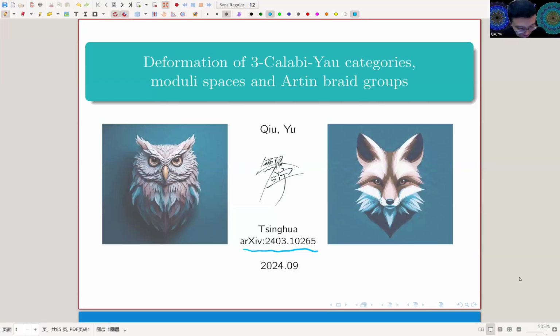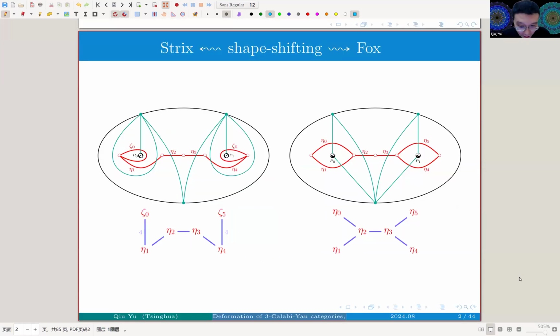Two pictures are the pictures generated by AI, and they are presented by these two. On the left-hand side, you have these streaks, which correspond to a triangulation and a braid group of type C.